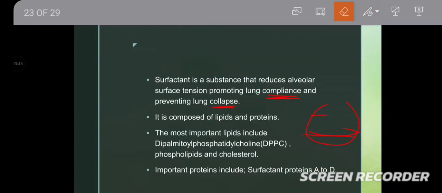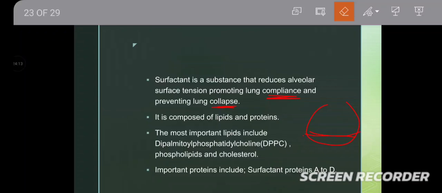When it breaks it down, the tension pulling on the walls of the alveoli reduces, and the alveolus can easily be inflated. That is what compliance is, the ability to increase in size when inflated with air. So that is what surfactant does. It eliminates the tension that tries to collapse the lungs.